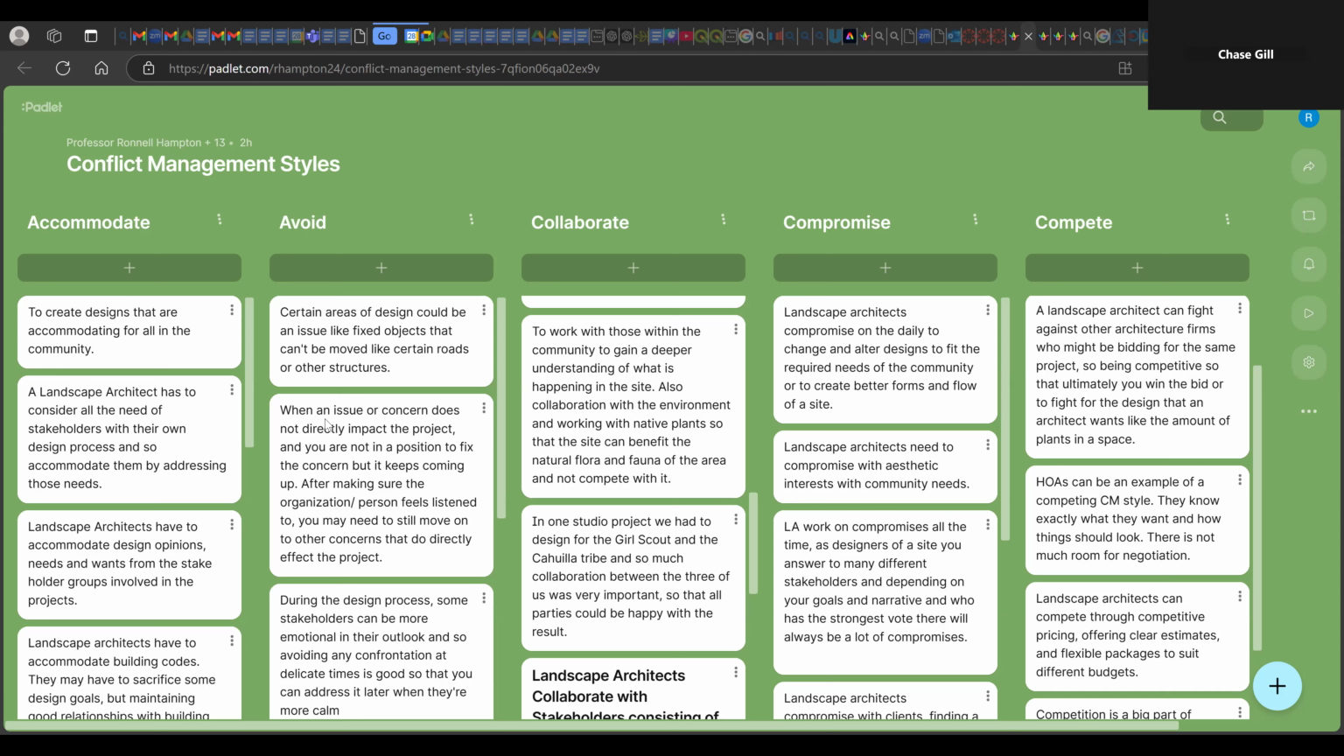I could share mine. Yeah, go ahead. I feel like I took it more in the literal sense. I put certain areas of design could be an issue, like fixed objects that can't be moved, like certain roads or other structures, because you would want to avoid proposing ideas like this. If you're working with a client, ultimately you would be spending their money. So maybe pushing that design, putting in their head, oh, this could happen, but maybe budget-wise it couldn't. Maybe they might be let down because of that.